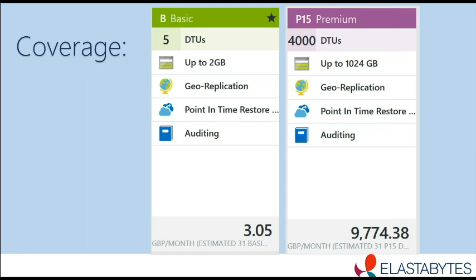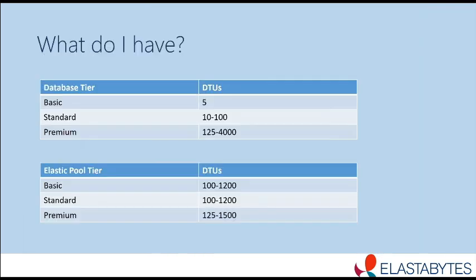So what options do I have if I want to start hosting my SQL workloads on Azure Cloud? Underneath the database tier, we have the elastic pool tier, which I'm going to cover in a second. Again, we have basic, standard and premium tiers with different DTU limits. Basic has a limit of 5 DTUs. Standard has a range from 10 to 100 DTUs, and premium has an option to go from 125 to 4,000 DTUs. The elastic pool tier is exactly the same, basic, standard, premium, with a different DTU range.